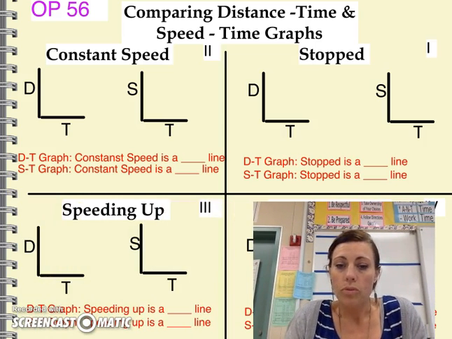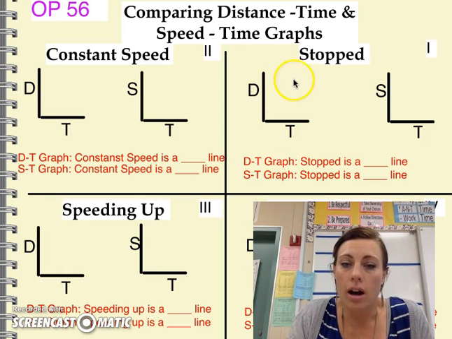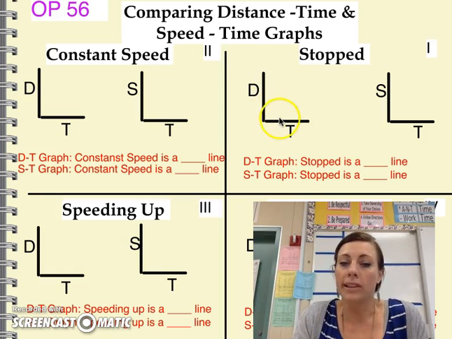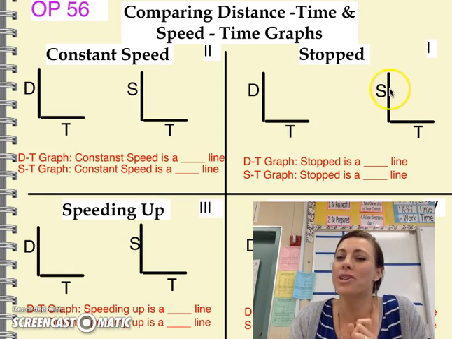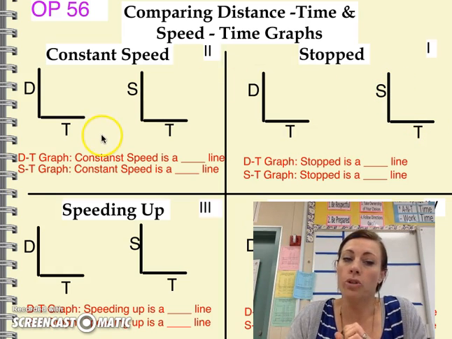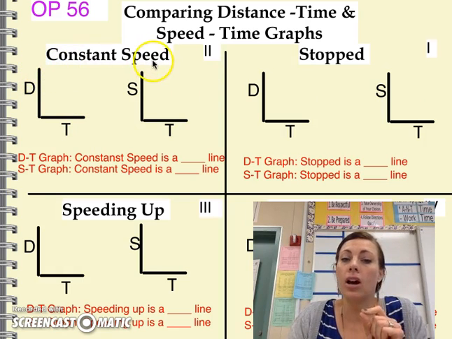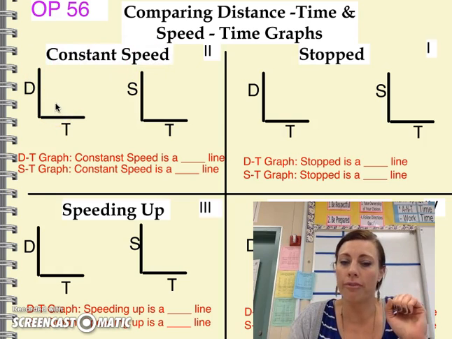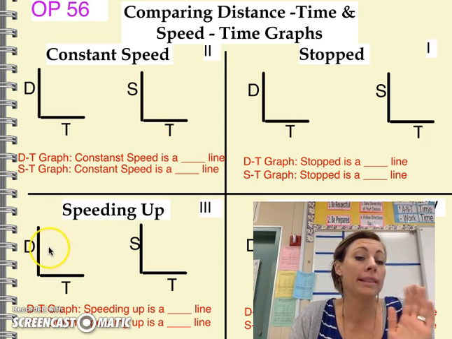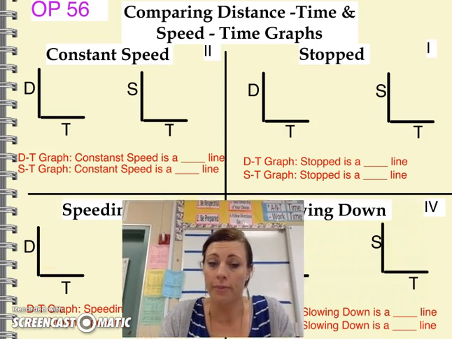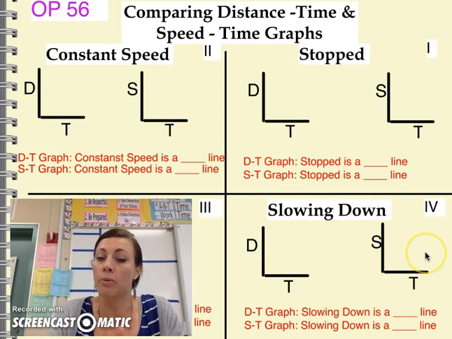Here's what you're going to do. You're going to use a different color and show me on this graph what would the line look like on a distance time graph if the object was stopped. But what would that line look like on a speed time graph? In this quadrant, what would the line look like in a different color? If the car was traveling at a constant speed, what does that look like on a distance time graph? What does that look like on a speed time graph? If the car is speeding up, what would that line look like on this graph versus this graph? If the object is slowing down, what does the line look like on a distance versus a speed time graph?